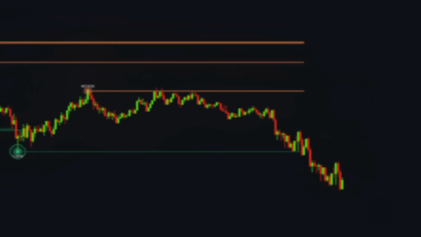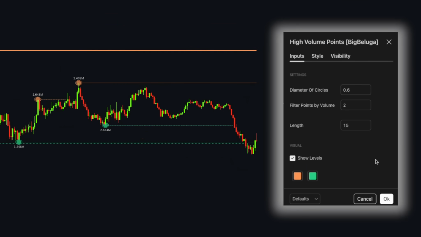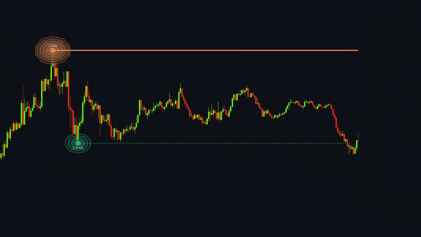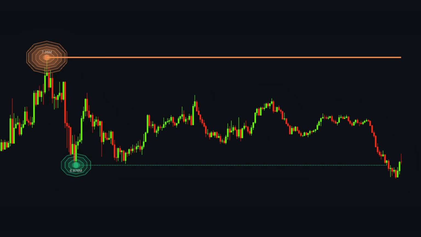who's in control. Not every volume spike is worth your attention, and the indicator lets you filter volume points based on significance. With a customizable threshold from 0 to 6, you can focus on only the most impactful liquidity zones, removing noise and keeping your chart clean.